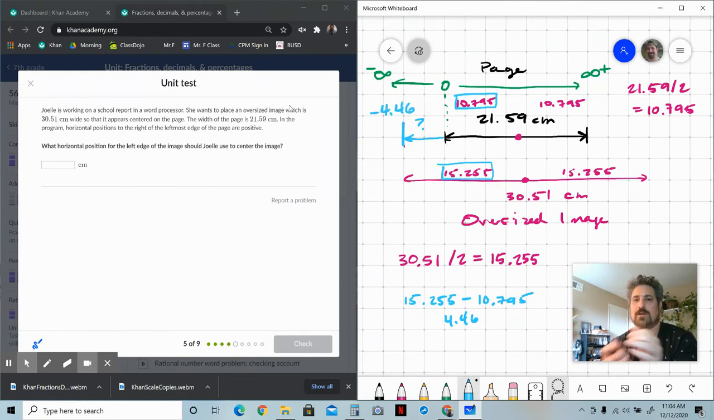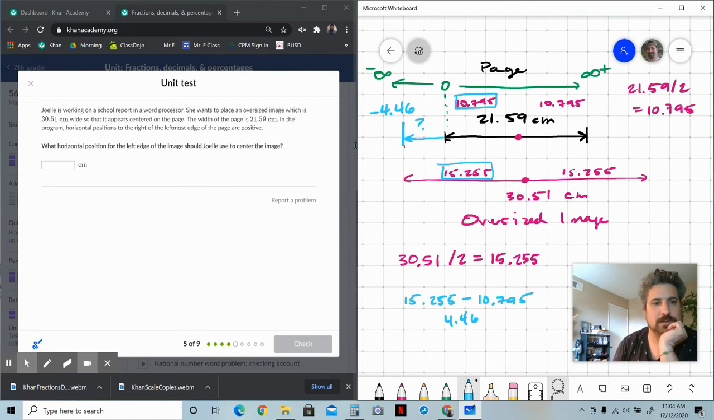So if you start at negative 4.46 for the image, you'd basically have a distance of 15.255 to get to the center of the actual page, which would be the center of the image that you want. And then it would basically have this like buffer on the right-hand side of an additional 4.46, right? So this is kind of what I'm interpreting it as.